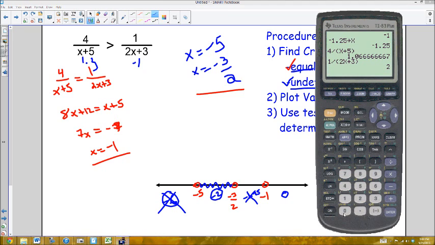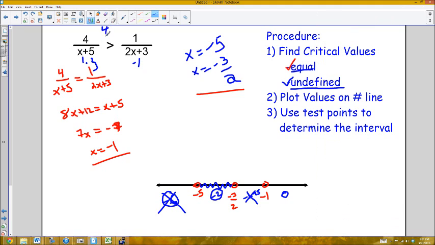So I'll plug in 0 for x. I mean, you don't even need a calculator for 0. If you plug in 0 here, you end up with 4/5 as the right-hand side. If you plug in 0 here, this term will cancel out. You end up with 1/3. 4/5, which is 80%, is clearly bigger than 1/3, which is roughly 33%. So this passes my test point, and these values will be included.